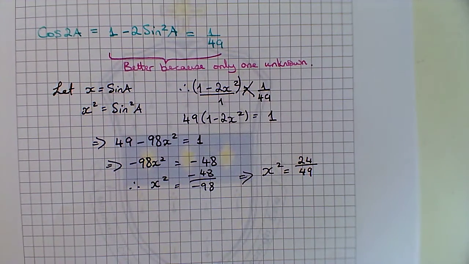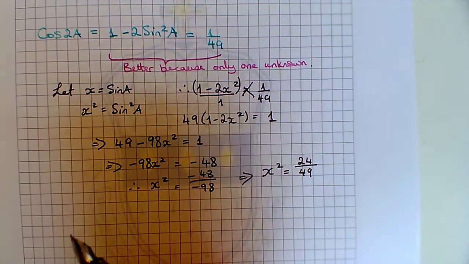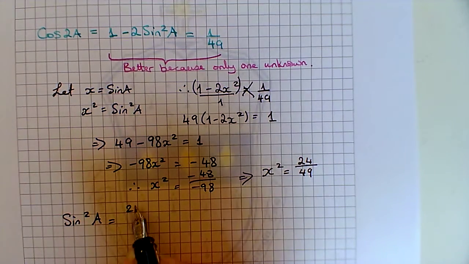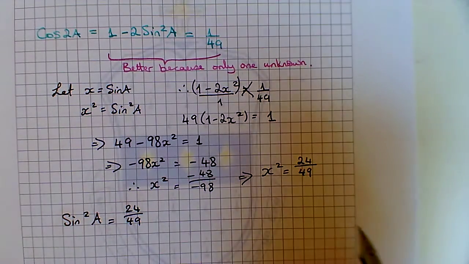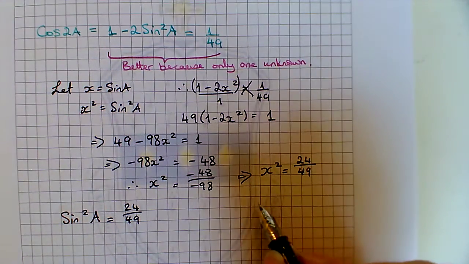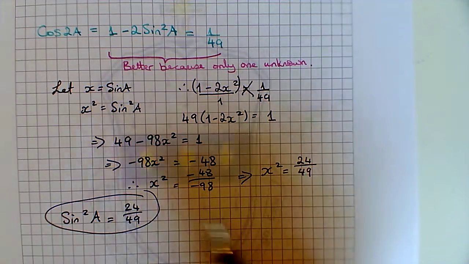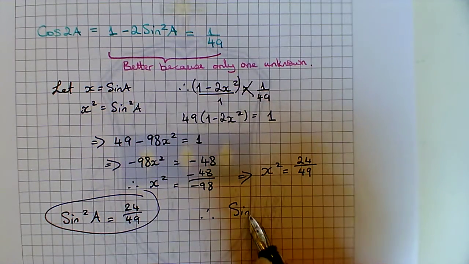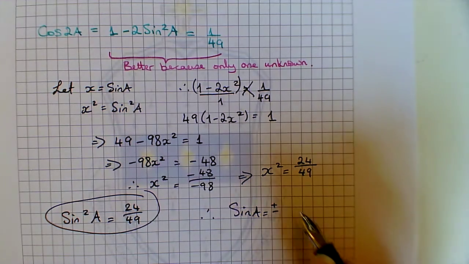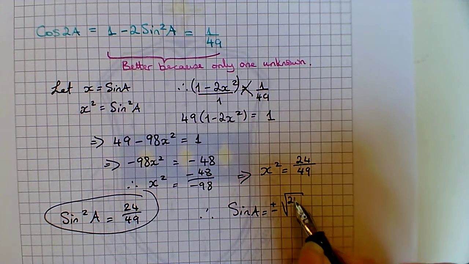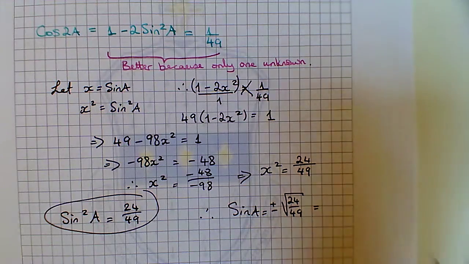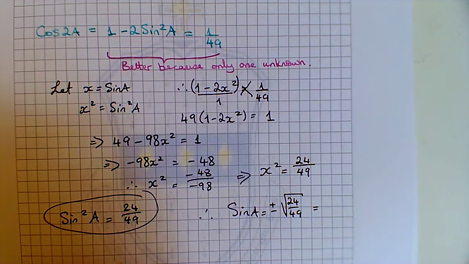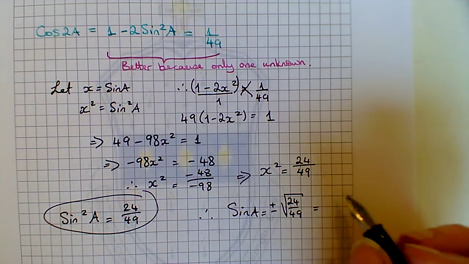So where do we go from there? That means that sine squared of a is equal to 24 over 49. But if I was solving this, I'd solve for x and I would square root both sides. So that's one fact. Therefore, sine of a is going to be plus or minus the square root of 24 over 49. And my calculator will do the work for me there. Over 49, which is 2 root 6 over 7.